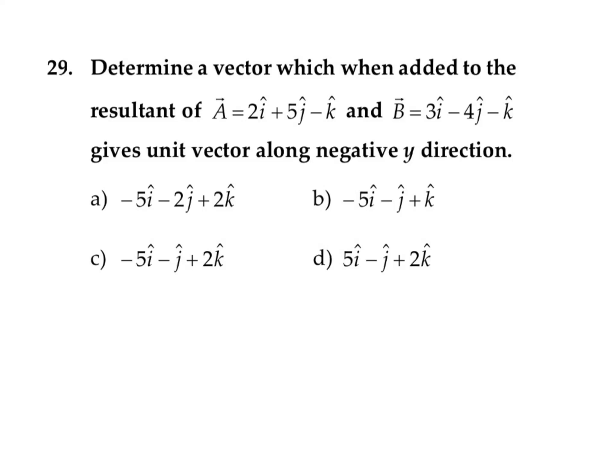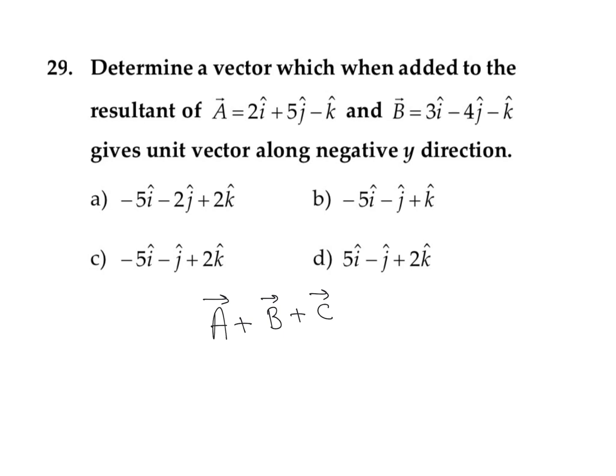In this question it is given: determine a vector which when added to the resultant of A and B gives a unit vector along the negative y direction. That means if you are adding this A vector plus another vector, take it as B vector, and one more vector, take it as C vector. Because in the question it is given: determine a vector which when added to the resultant of A vector and B vector. We know that resultant means addition.